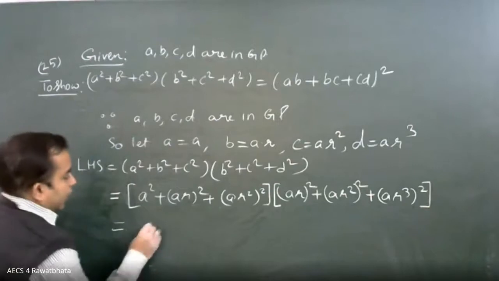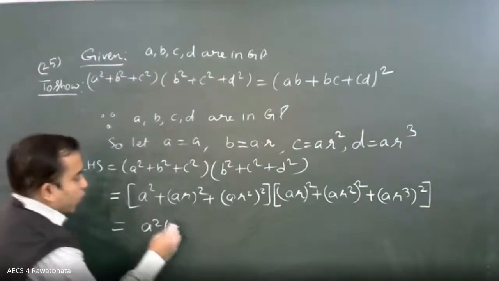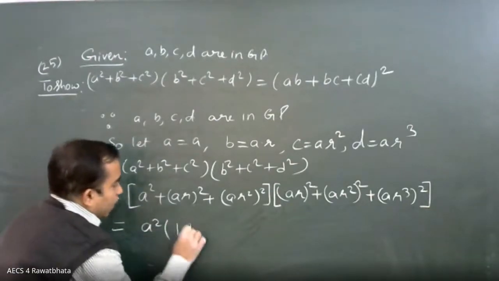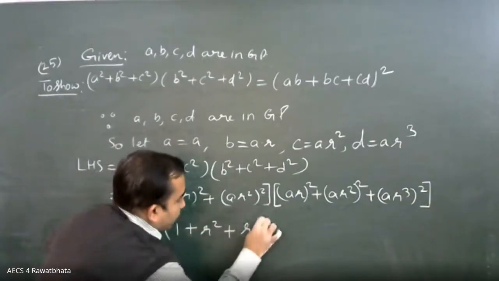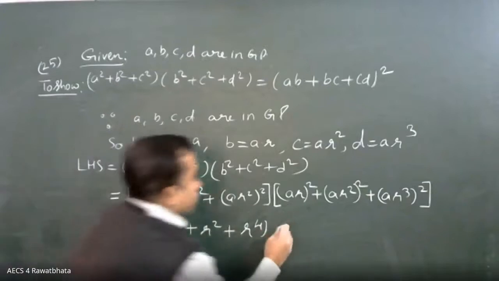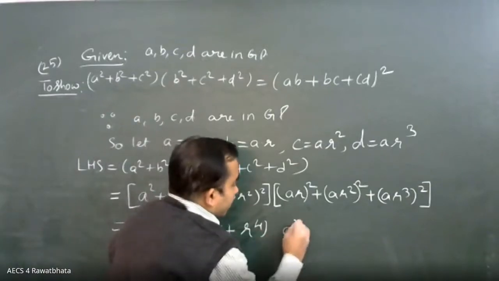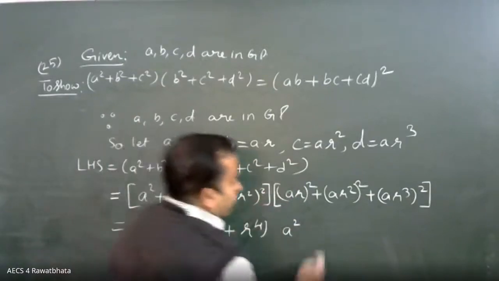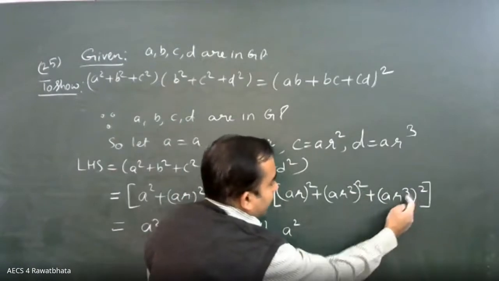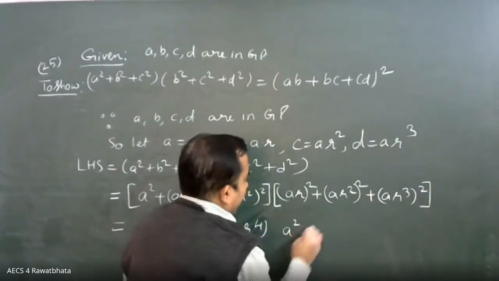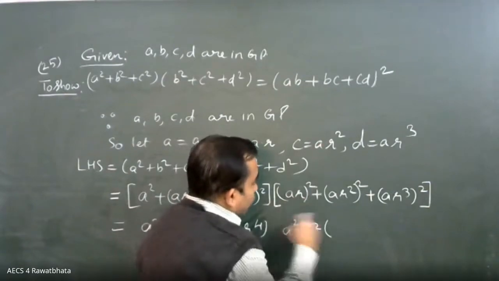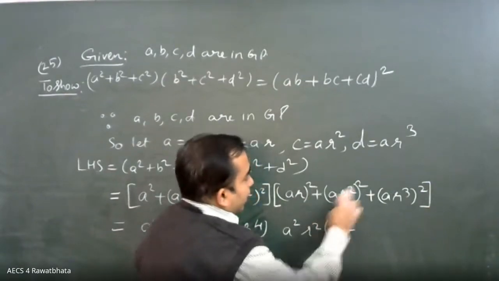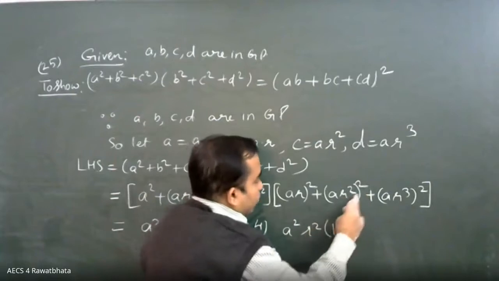Let us take common. A square common, obviously A square only. And in the bracket, I'll have 1 plus R square plus R raised to power 2 into 2, 4. And from the second bracket also, A square is common, and R square is also common. If you see here, R to power 4, here R to power 6 is appearing. So A square R square is common. And in the bracket, I'll have this entire term out. So 1 plus, from here A square is out, R raised to power 4.